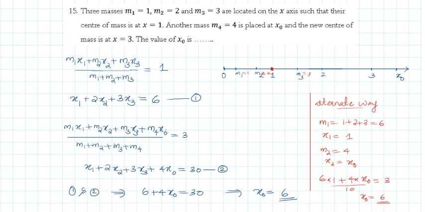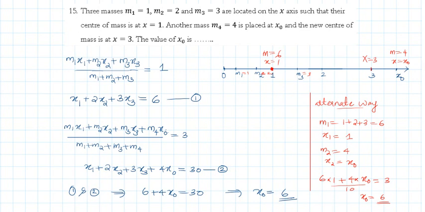An alternate way is, no need to write these two equations. The first 3 masses, total mass is 6, center of mass at 1. So you can treat these 3 masses as a single mass kept at x equal to 1. So a mass of m equal to 6 kept at x equal to 1. Another mass m equal to 4 kept at x equal to x0. What is the center of mass? Position of center of mass is also given. x is equal to 3. Finding x0 is very easy.